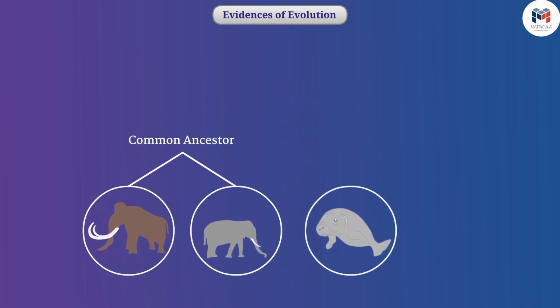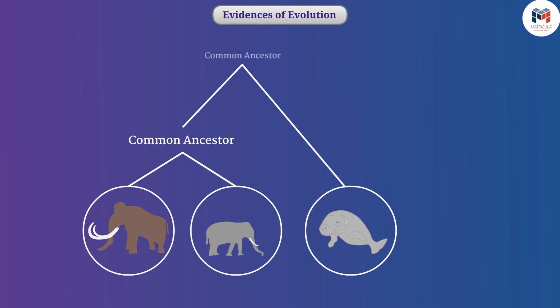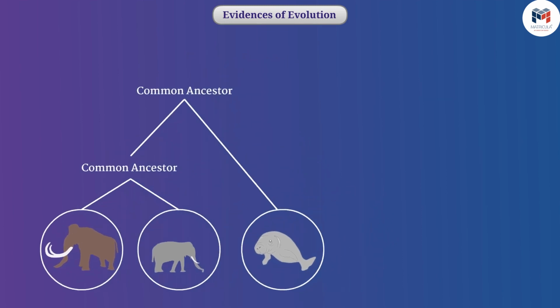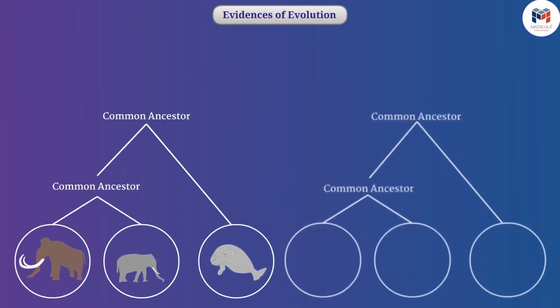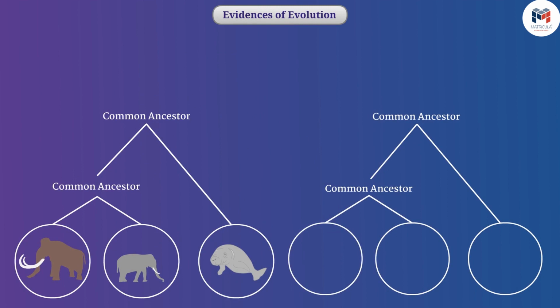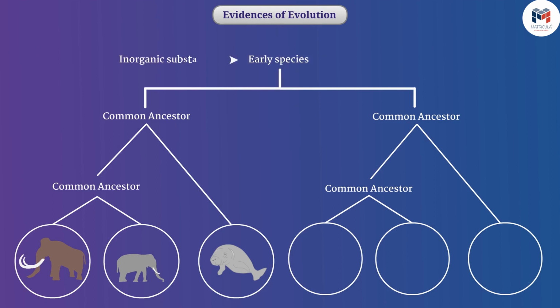But if the two species have a distant relationship, it means that their ancestors will be similar, but much before the previous case. In this, by creating links in the past, we can reach the early species of evolution. If this method is correct, then it can be assumed that life must have originated from the inorganic substances. Let us discuss various evidences in the context of evolution.